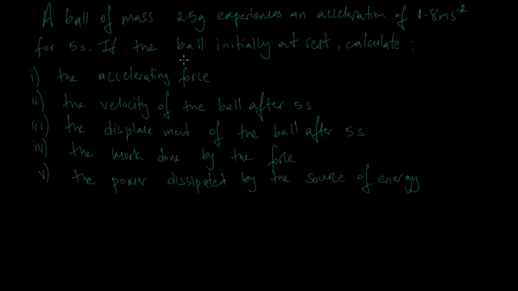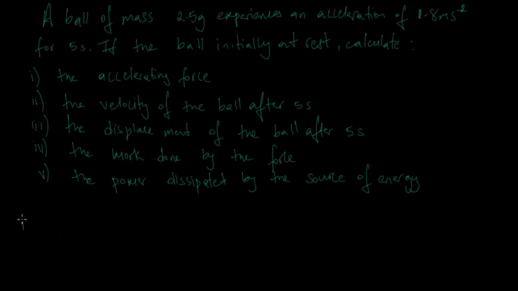If the ball was initially at rest, calculate 1. The accelerating force, the velocity of the ball after 5 seconds, the displacement of the ball after 5 seconds, the work done by the force, and the power dissipated by the source of energy. So we first will have to solve part 1 in order for us to actually solve the remaining parts. So let's take on part 1 right away.